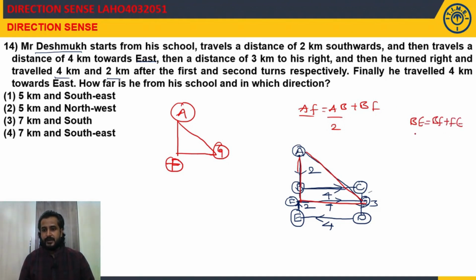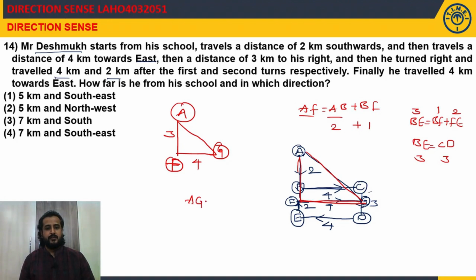What is BE distance? This BE distance is similar to CD distance. CD is 3, so BE will be 3. So BE is 3 and FE is 2, so BF will be 1. So 2 plus 1, what is the AF distance? 3. Now GF distance. It is already given. GF distance is how much? 4.